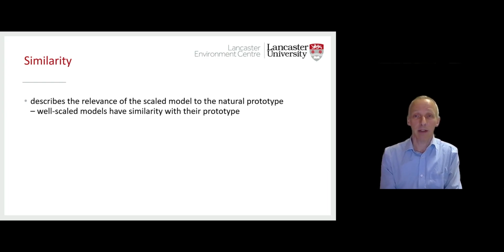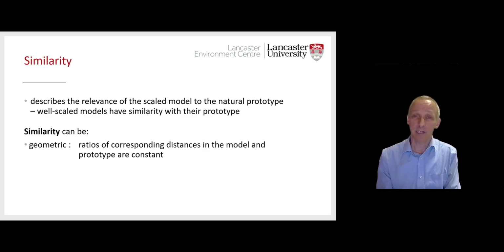So we can assess similarity at 3 different levels. Firstly, and most simply, we can consider geometric similarity. This basically indicates that the distance ratios between the model and the prototype are constant across the models and prototypes. In essence, does the overall shape of the model represent the overall shape of the prototype? If so, then the model can be said to have geometric similarity.